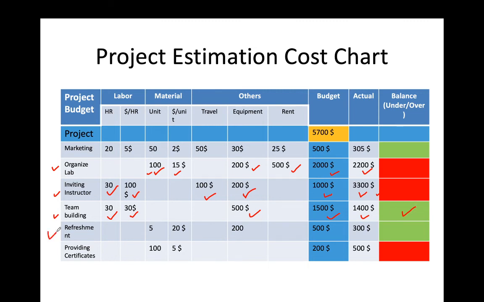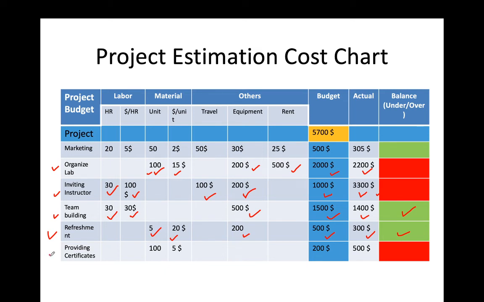Now for the refreshment. For the refreshment, we want to give the students 5 types of refreshments, and per refreshment it will cost 20 US dollar. And for equipment like coffee machines and water machines, this type of equipment, we keep 200 US dollar, and the actual cost is 300 US dollar, but our budget was 500. This means this is also under the budget.